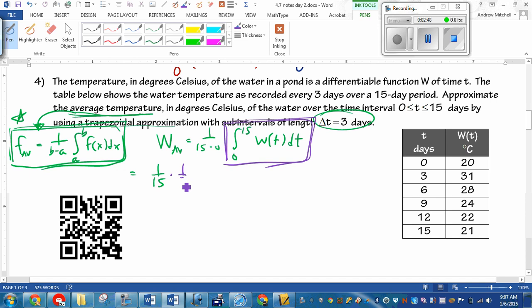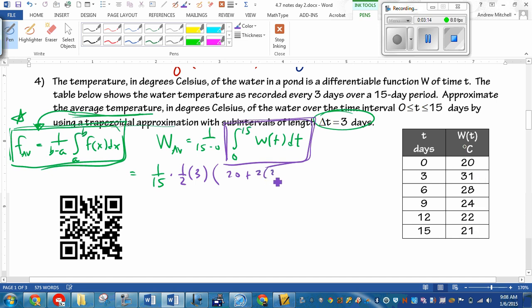We've got 1/2 times delta x, or delta t in this case, which is 3, times, well, we can look at our table over here. We don't have to plug things in. We're going to be using these y values. This is W of 0, W of 3, and so on. So the first one, we're going to use one of these, plus the ones in between, it's always 2.